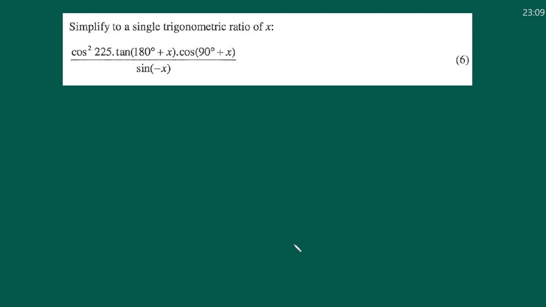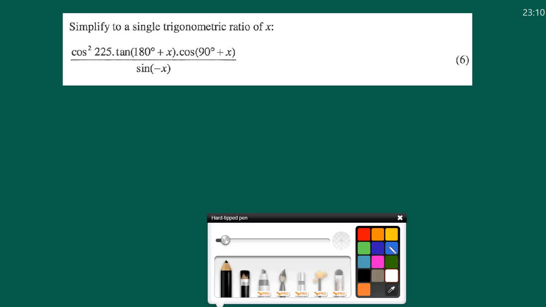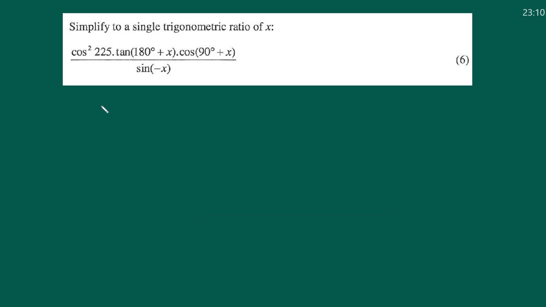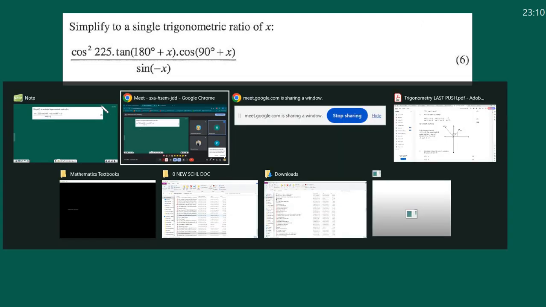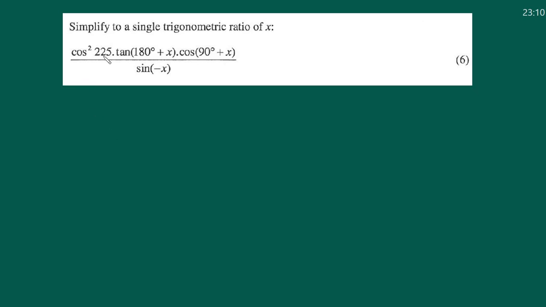So this is what we have for the first one. We need to simplify to a single trigonometric ratio of x. What do we do? The first thing, since we have cos squared 225 degrees, good people, remember, we ask ourselves this question. What do we ask ourselves? Does anyone still remember? In which quadrant of the Cartesian plane does this angle lie?